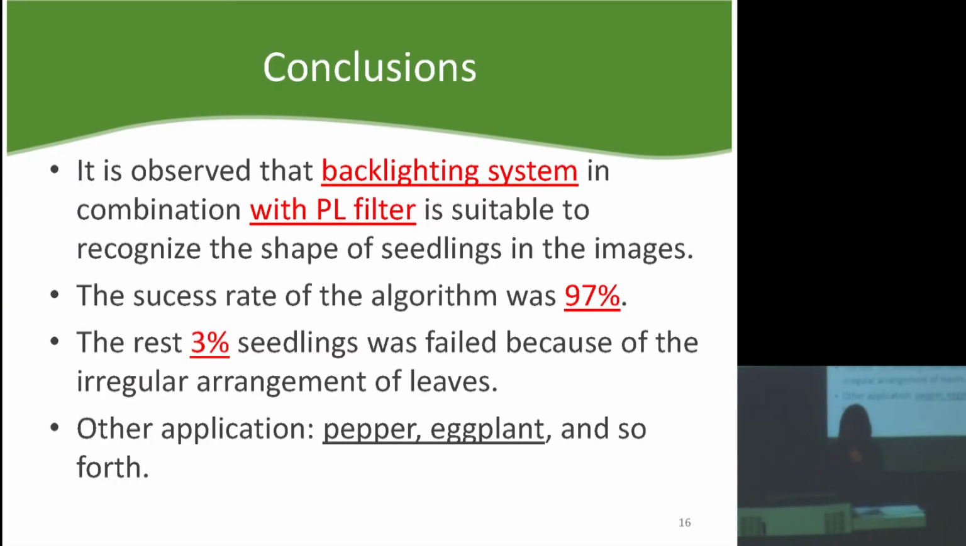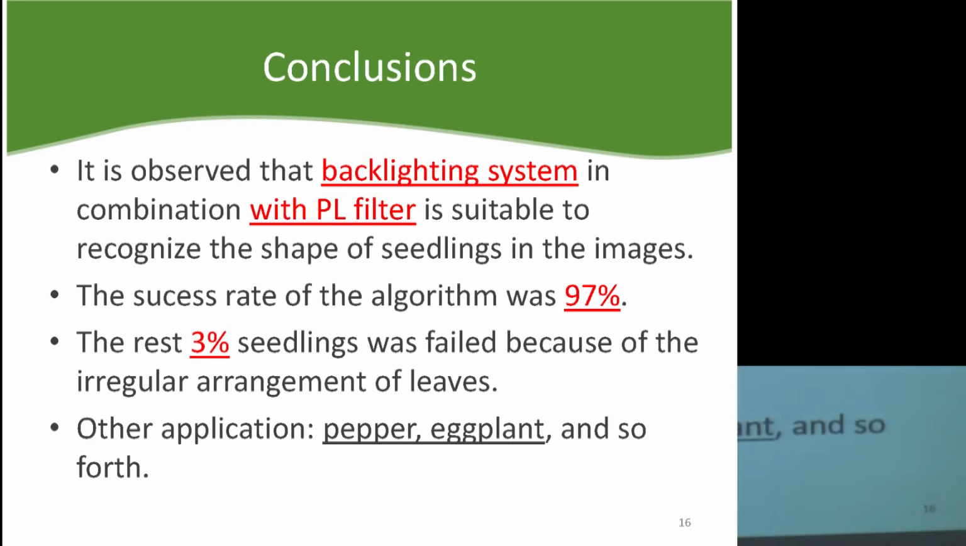An algorithm for grading and sorting tomato seedlings using machine vision was developed for a fully automated grafting robot system. It is observed that a backlighting system in combination with a PL filter is better for recognizing the shape of the seedling in the images. Also in this paper, the success rate of the algorithm was 97%, and the remaining 3% of seedlings failed because of the irregular arrangement of leaves.